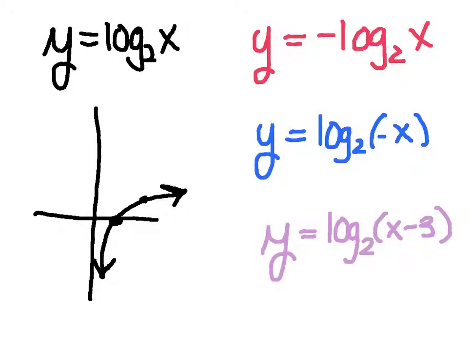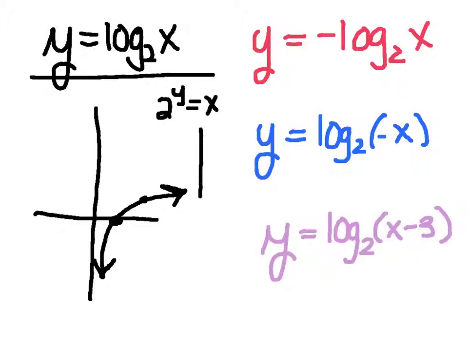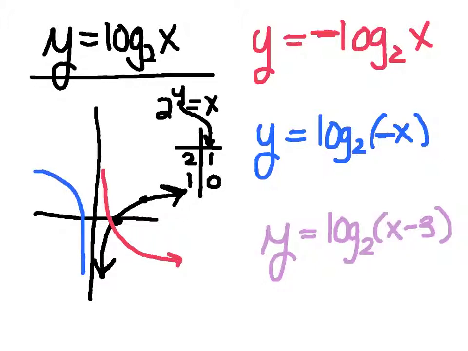You need to be able to deal with making a basic log graph, which you do by taking the log and rewriting it as 2 to the y power equals x, and making a table of values where the y values are substituted in. 2 to the 1 is 2, 2 to the 0 is 1. That's this graph. If you have this negative right here in front of the log, that's going to flip it upside down. If you were to have a negative inside the log, that's going to flip it over the y-axis like this.